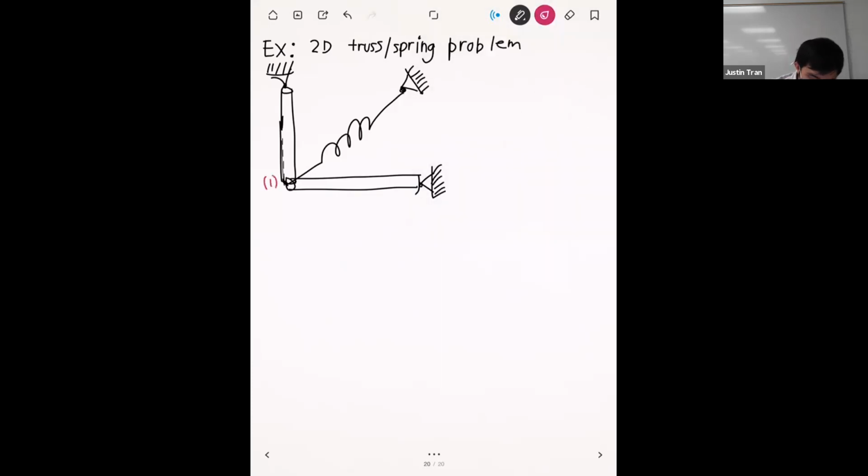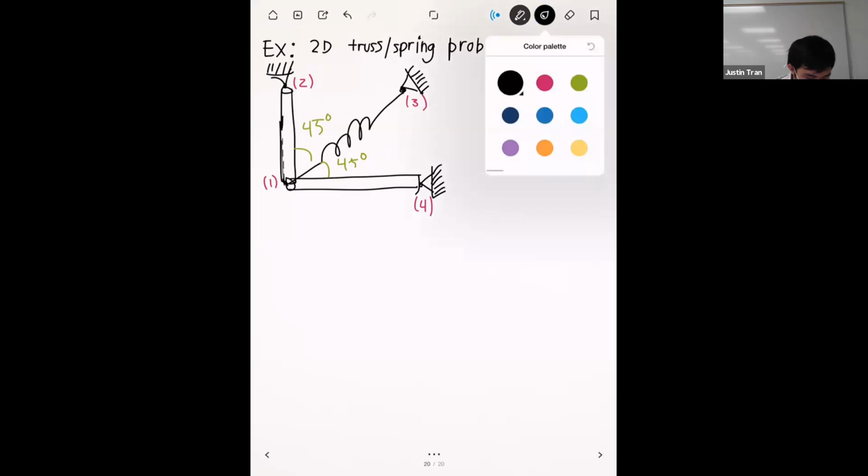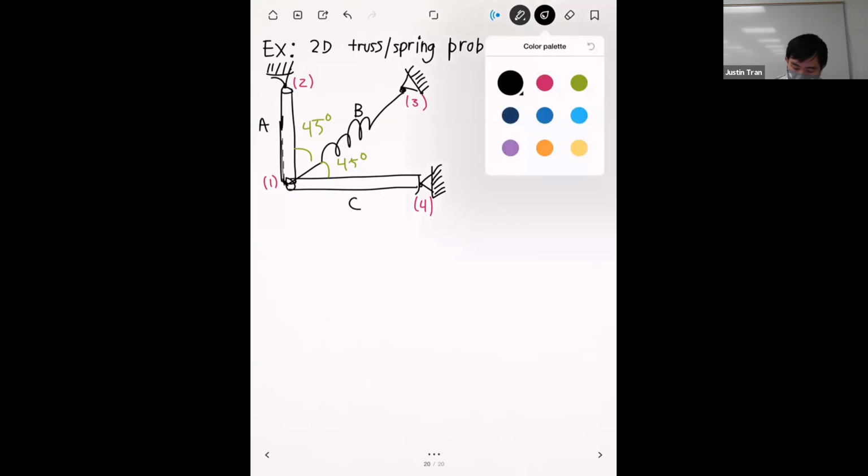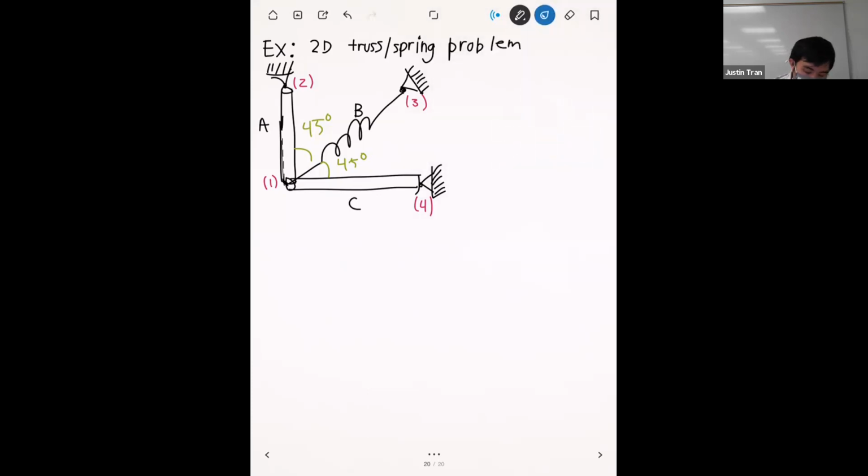And so this node right here we'll call node 1. We'll call that node 2. We'll call this node 3. And we'll call this one node 4. The angles here, we'll assume that this angle right here is 45 degrees. This angle right here is 45 degrees. This element here is element A. The spring we'll call element B. And the other truss element we'll call element C. And the load that we're going to be applying on this is a downward load on node 1. And it'll have a magnitude of 10,000 pounds.